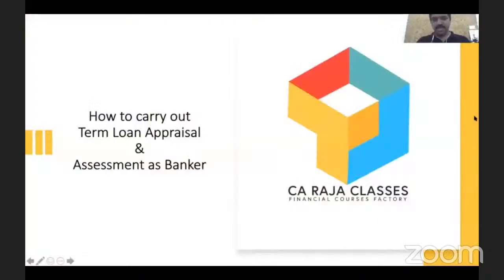So today's topic is how to carry out term loan appraisal and assessment as a banker. It is not only for the banker, but even for finance managers, project consultants, chartered accountants. If you are assisting the client or if you are part of the organization which is taking up the term loan project, then this will help you out. We are going to talk about term loan appraisal and assessment.